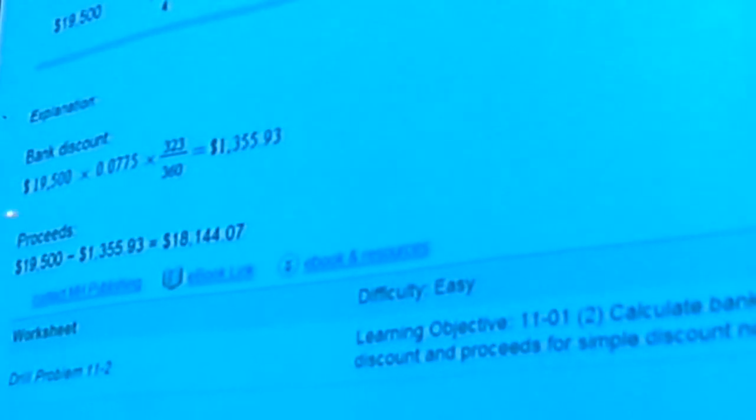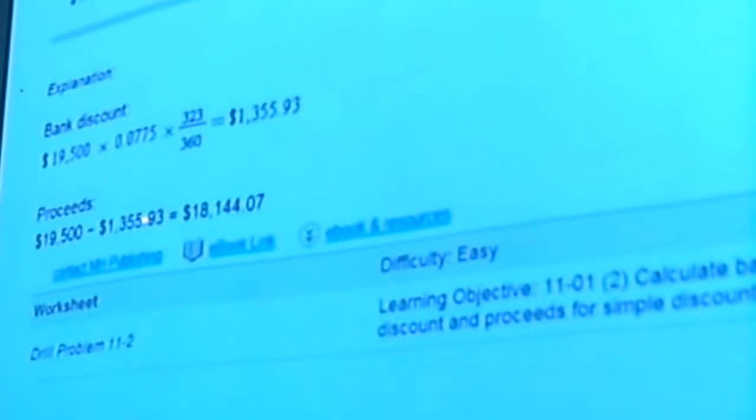Now the proceeds, that is what you walk out the door with. In the simple discounting method, you subtract the interest from the principal, and this is what you walk out the door with. Any questions?